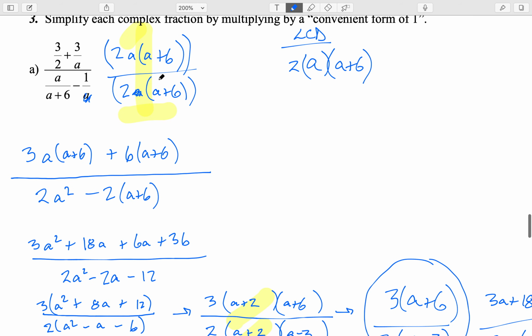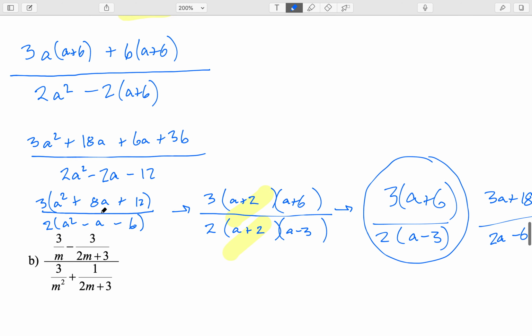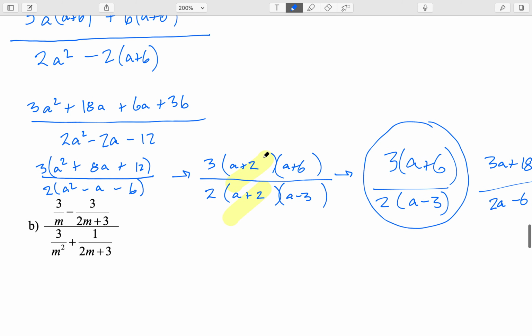This is a big question, but here's what I did. In the very, very first step, I identified the LCD and I multiplied it top and bottom just to get rid of these minor denominators. All these denominators disappeared and it turned into this. Then from here, I simplified that down, got it to factor, and luckily something canceled in the last step.